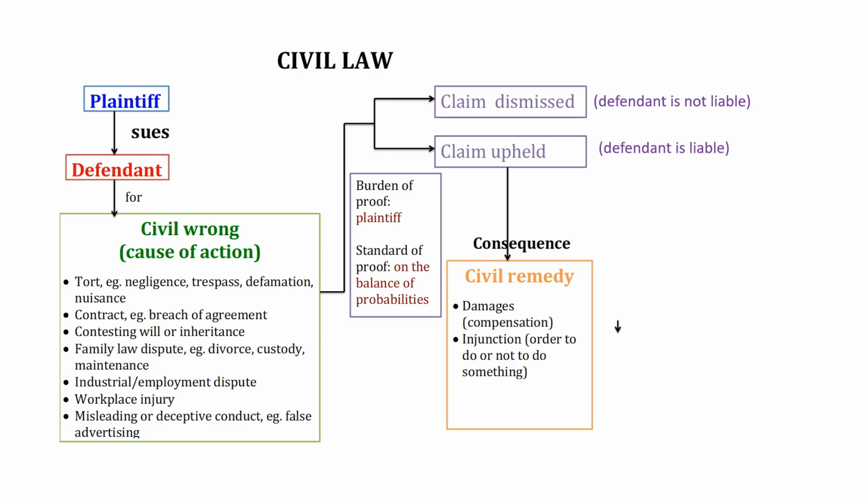In a civil case, there are 2 parties. The first party is the plaintiff. The plaintiff is the party who claims that another party has committed a civil wrong. The second party is the defendant. The defendant is the party who is alleged to have committed the civil wrong.